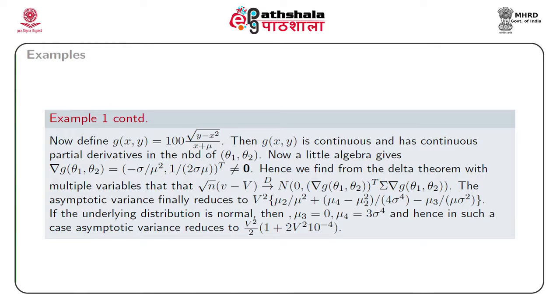Often we have the underlying distribution as normal, and in such a case, since the normal distribution is symmetric, we have mu3 equal to 0, and using some results on moments of even order, we find that mu4 equal to 3 sigma to the power 4. Hence, in such a case the asymptotic variance reduces to V square by 2 multiplied by (1 plus 2V square divided by 10 to the power 4). Next we pass on to another application of the delta theorem, namely finding the large sample distribution of generalized variance.